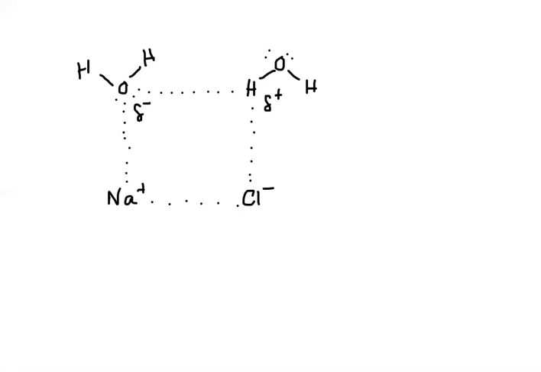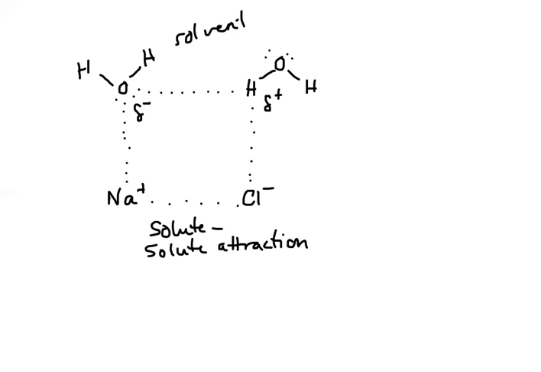Now, these dotted lines have names. First, you have the solute attraction. The solute attraction is the charge attraction between the Na plus and the Cl minus. The solvent attraction is the intermolecular force of the solvent.